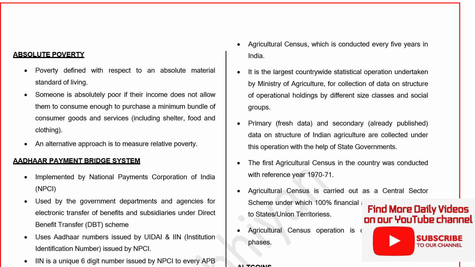First term is absolute poverty. The term itself tells what it is, but let's see. Poverty defined with respect to an absolute material standard of living is called absolute poverty. Someone is absolute poor if their income does not allow them to consume enough to purchase a minimum bundle of consumer goods and services, including shelter, food, and work clothing. An alternative approach is to measure relative poverty.